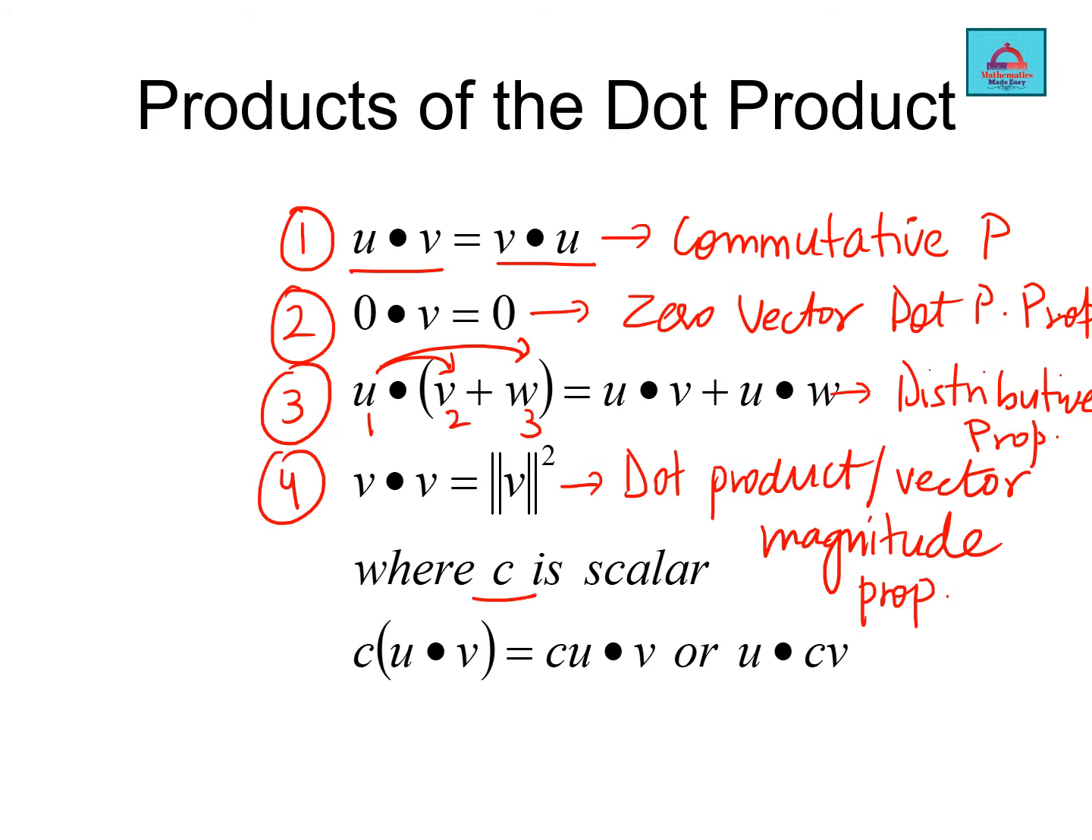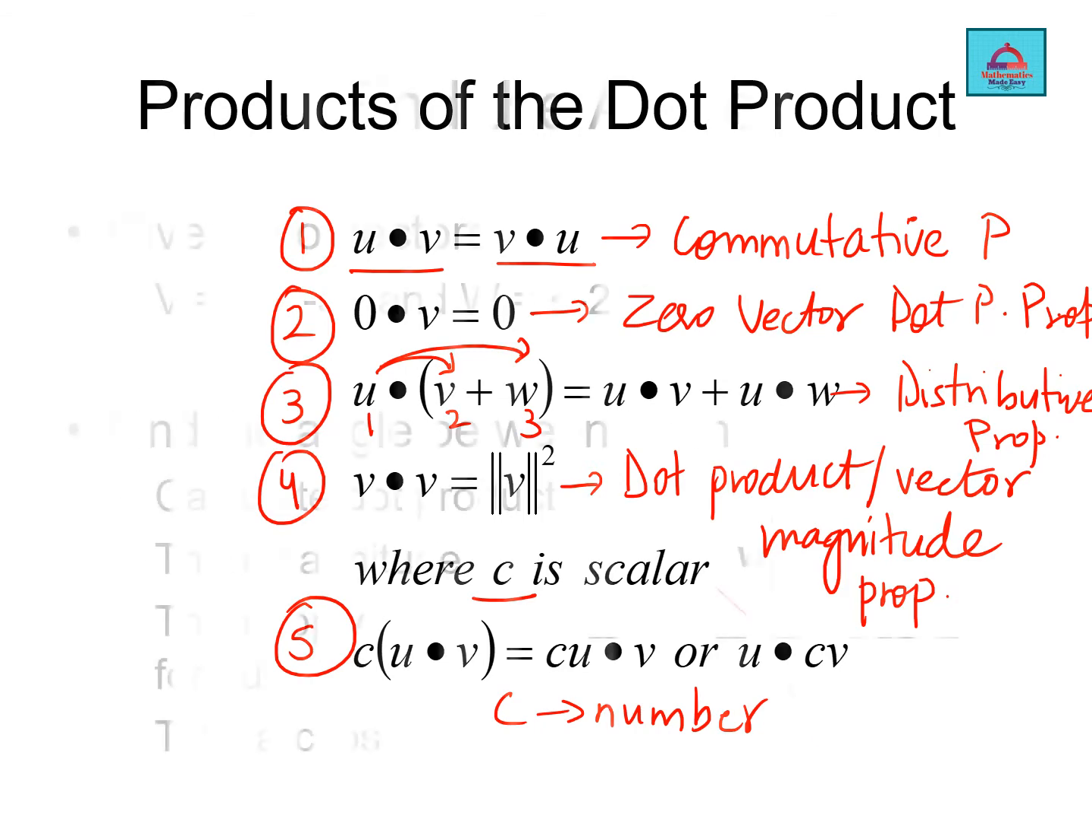Here everywhere c is a scalar. Scalar means it's just a number. If you multiply a scalar with the dot product, then it will be the scalar times the first vector dot the second, or the first vector dot the scalar times the second. So c is like a number here, 5, 10, 15, anything. So these are the 5 properties of the dot product.